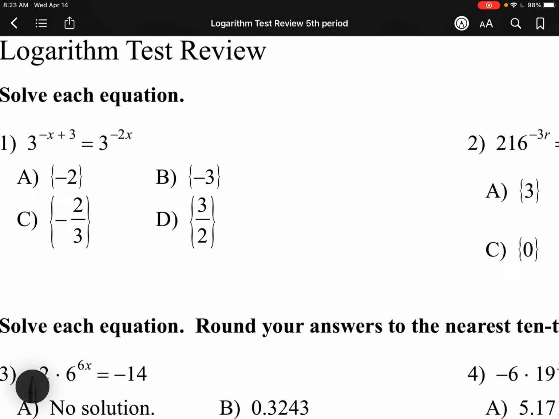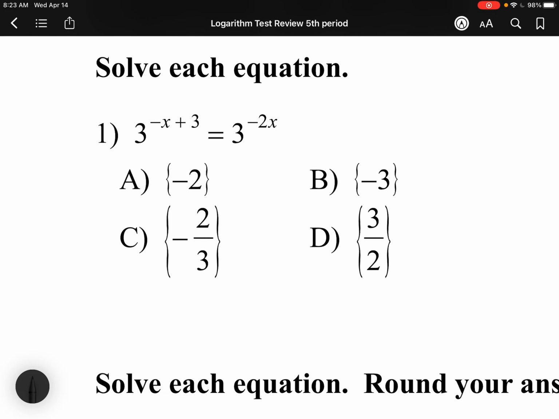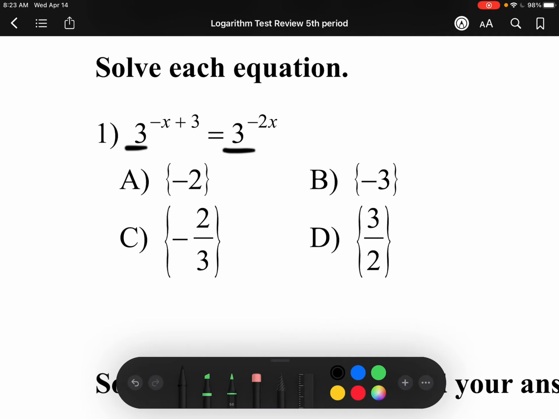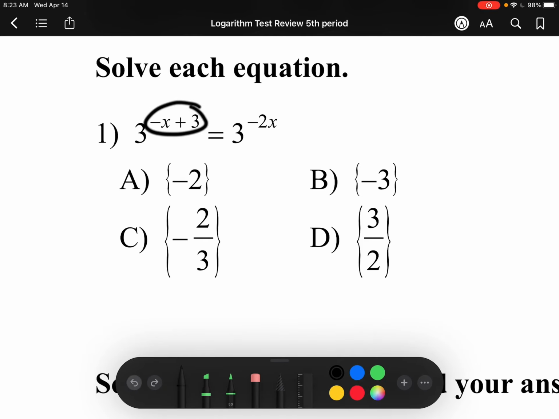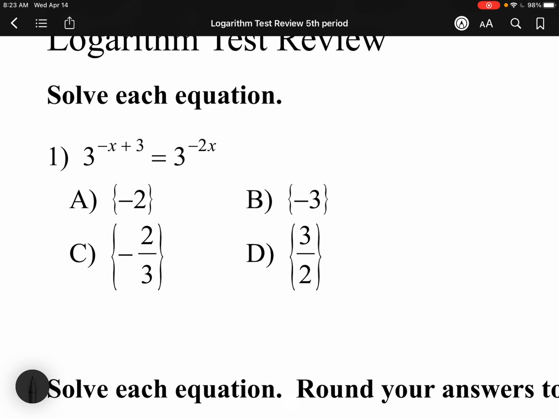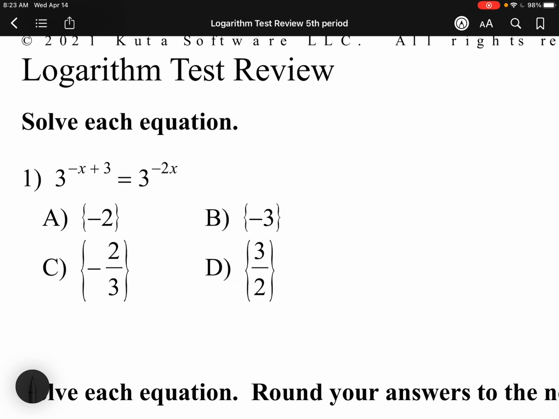So we're going to start with number 1 first. With number 1, we already have the same base, right? So our bases are 3. So we have the same base, so that means that we can just set the exponents equal to each other. We're going to set both of the exponents equal to each other, and then we're just going to solve for x. So I have negative x plus 3 is equal to negative 2x.